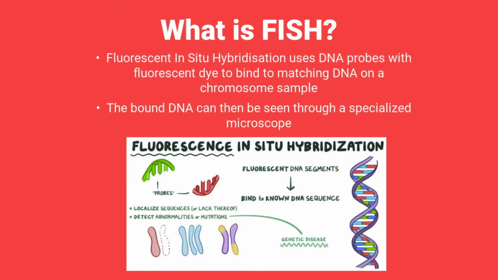Fluorescent in situ hybridization, or FISH, is a molecular cytogenetic procedure that uses fluorescently dyed fragments of purified DNA, called probes. These probes are used to bind to a matching set of DNA on a chromosome sample that is being tested. The bound DNA segments can then be found with the aid of a fluorescent microscope.